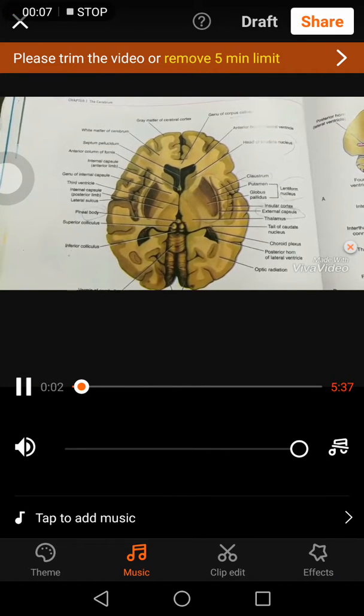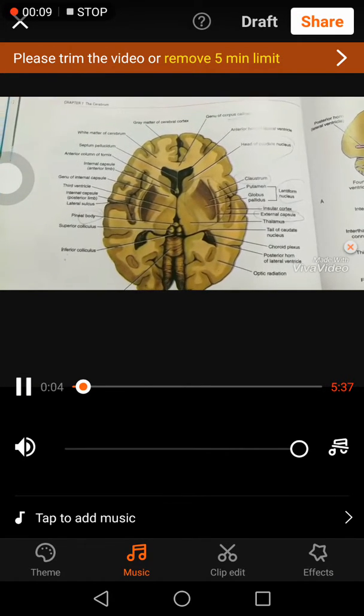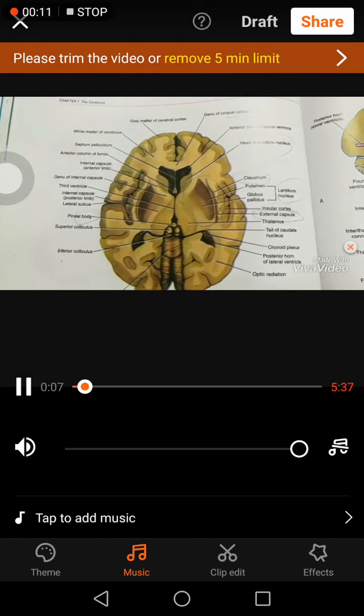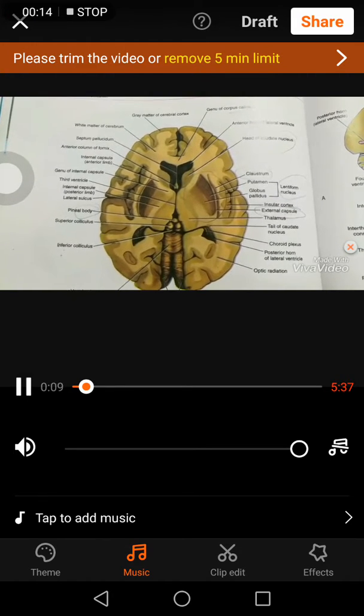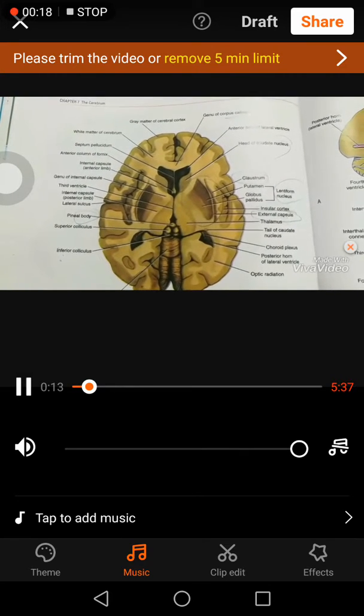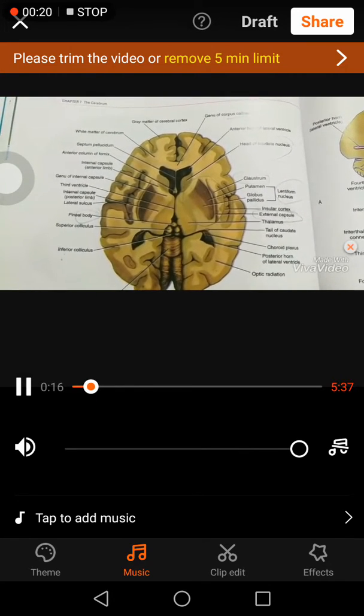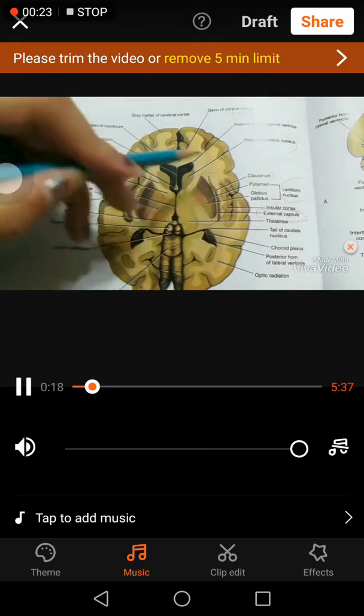We're going to study about the basal ganglia. Yesterday we studied about the general features of our cerebrum. Now we're going to study about the basal ganglia or the basal nuclei. What is a basal nuclei? Basal nuclei is basically a collection of gray matter that is present within the white matter.